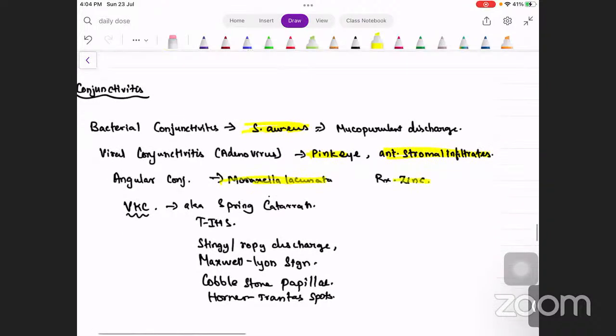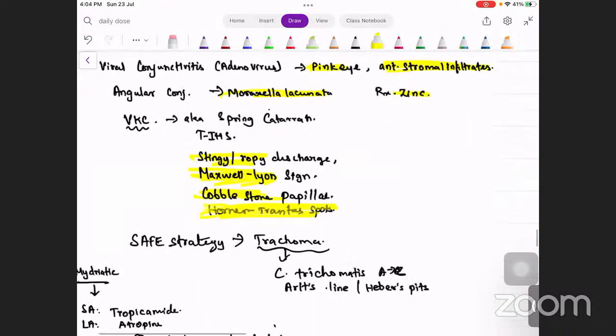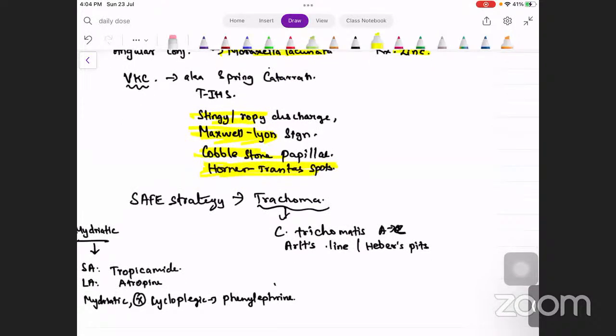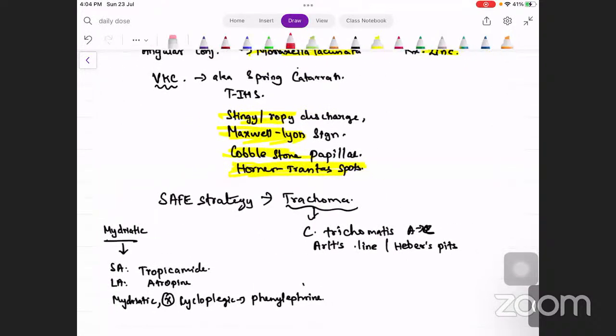Vernal keratoconjunctivitis, also known as spring catarrh, is associated with stringy or ropey discharge, Maxwell-Lyons sign, cobblestone papillae, and Horner-Trantas spots. Apart from that, you have the SAFE strategy. Trachoma is treated with the SAFE strategy. We already studied that. What you have to know in ophthalmology is Herbert's pits and Arlt's line. Arlt's line and Herbert's pits are seen in trachoma, and the SAFE strategy is followed in trachoma.